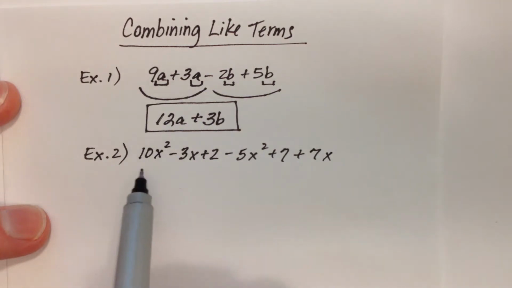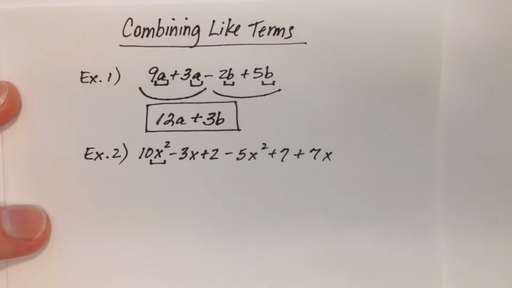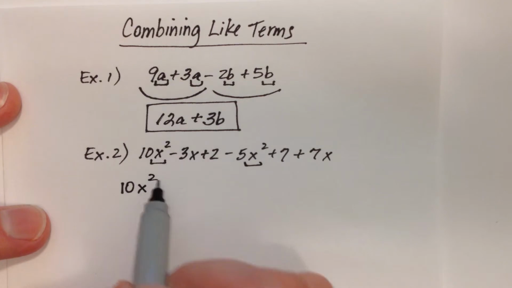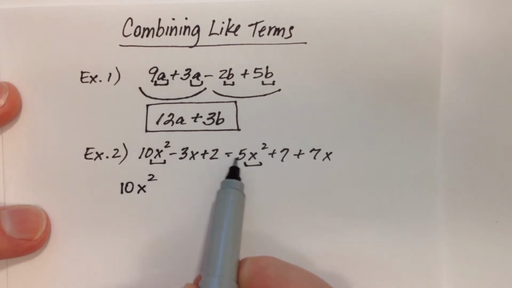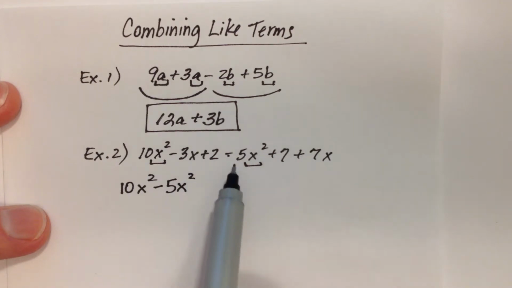So I'll just start over here at the left and say I have an x squared right here. Do I have any more terms that have just an x squared? Well, sure, here's another one right here. So I'm going to take those two terms and I'm going to combine them, kind of rewrite them. So 10x squared, and this will be a minus 5x squared. You will always take the sign in front of the term. This minus right here comes down to here.